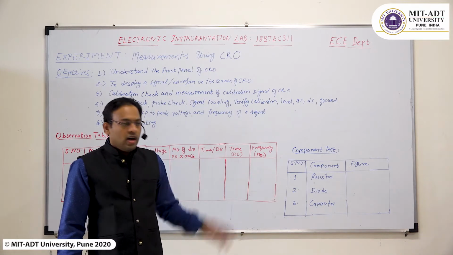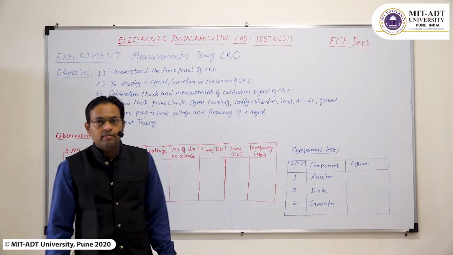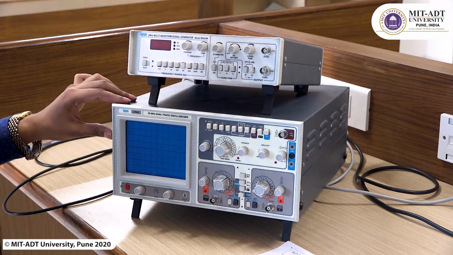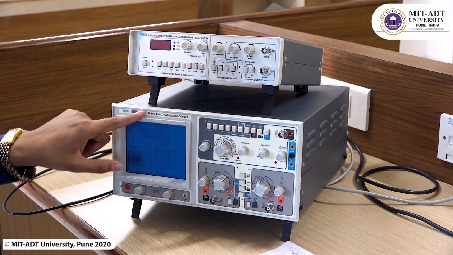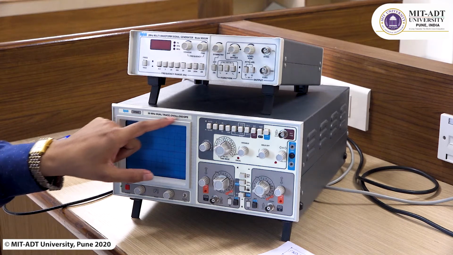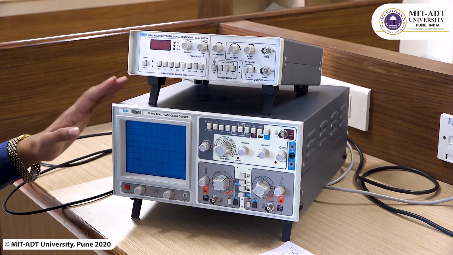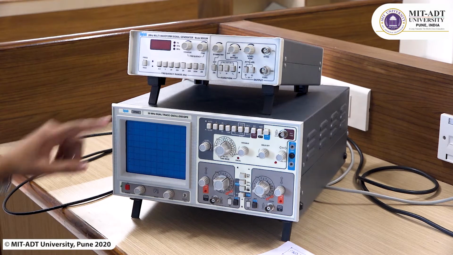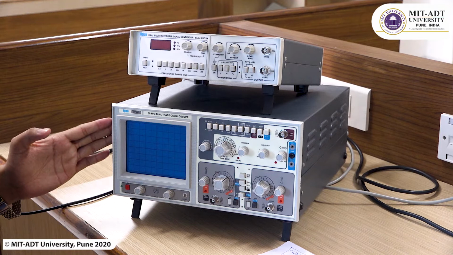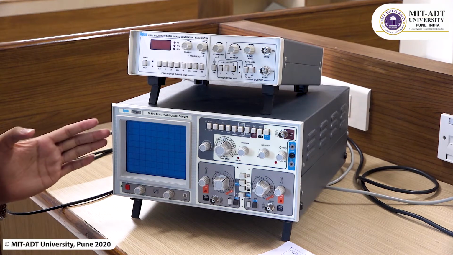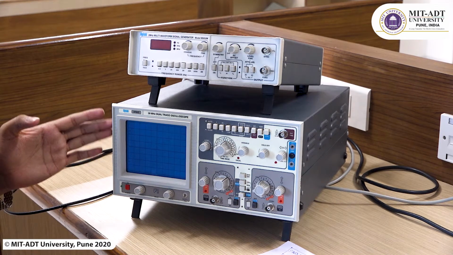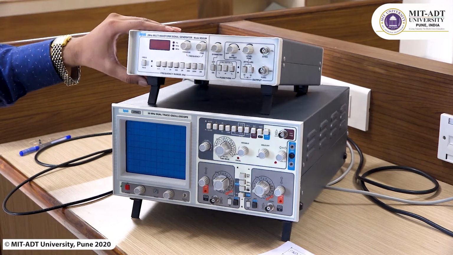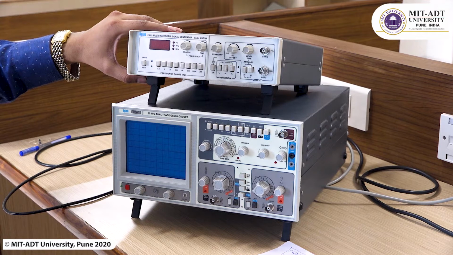Now let us come to the demonstration of the practical. Here you can see that this is a CRO, cathode ray oscilloscope. It is a 30 megahertz oscilloscope, so the maximum frequency range is 30 megahertz, from the AppLab company. This CRO will be used for displaying the waveform and also for measurement of the waveform, for taking the different readings. And this is the function generator, also called a signal generator.